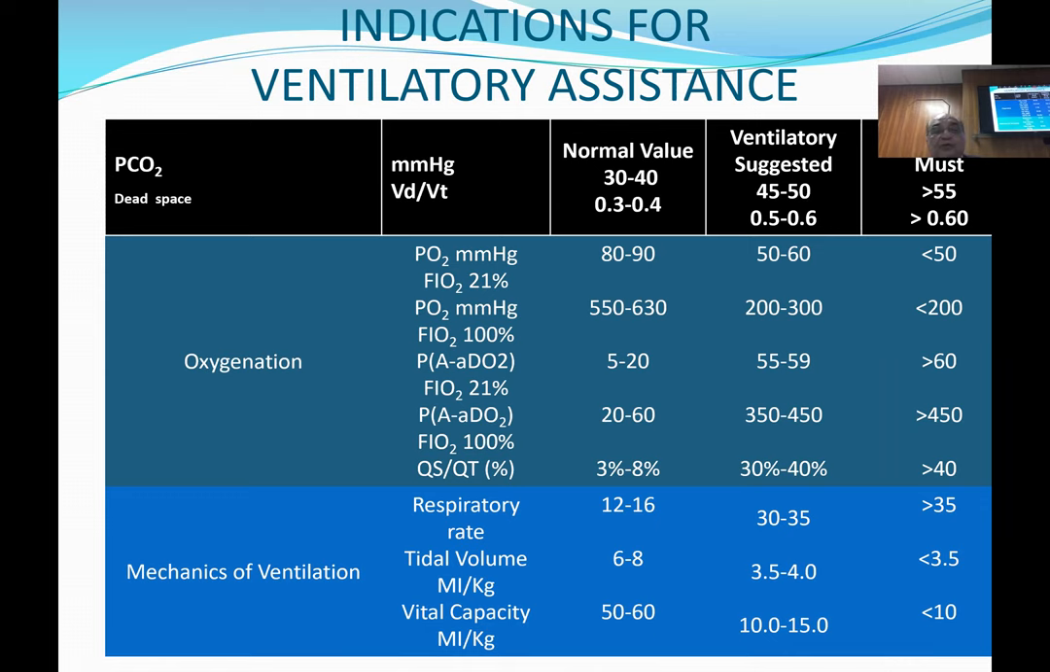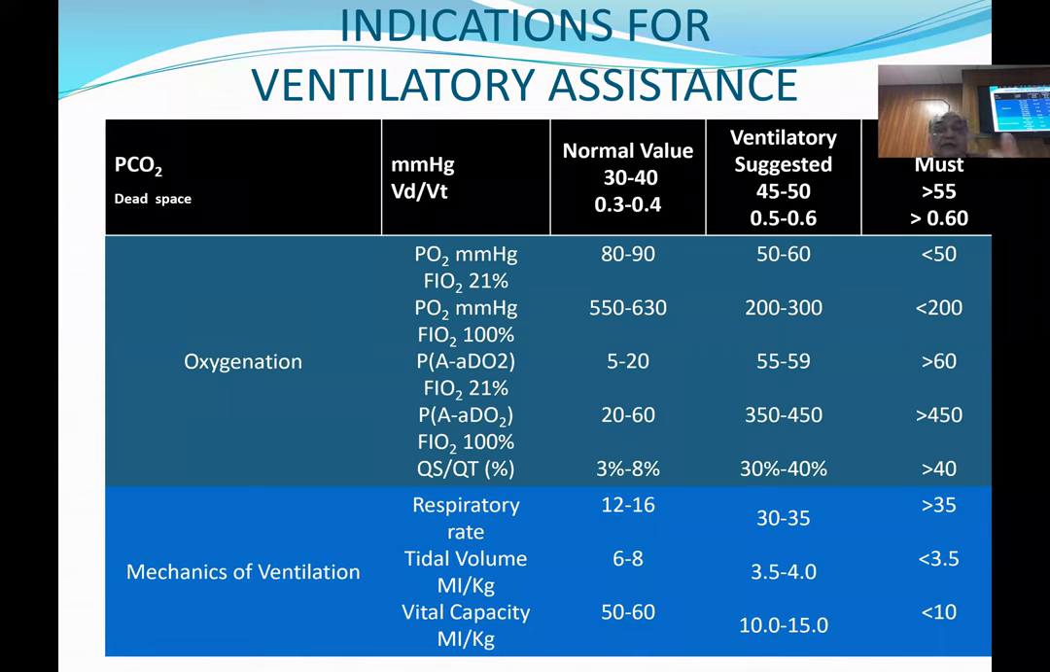तब हम ऑक्सीजनेशन को देखते हैं. अगर FiO2 21%, अगर आप एयर पे दे रहे हैं उसमें एक्सपेक्टेड PO2 इज 80 to 90 मिलीमीटर मर्क्यूरी, राइट. अगर 50 to 60 पे आ जाता है वी स्टार्ट थिंकिंग व्हाट शुड पुट ऑन वेंटिलेटर. व्हेन इट लेस देन 50 इट इज अ सोल इंडिकेशन टू पुट ऑन वेंटिलेटर.